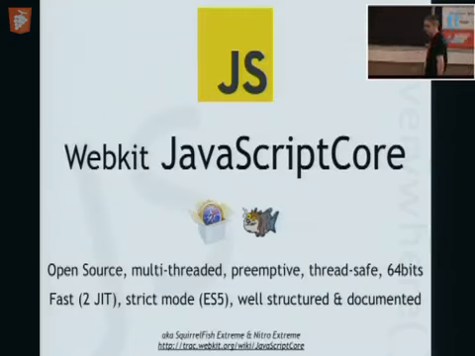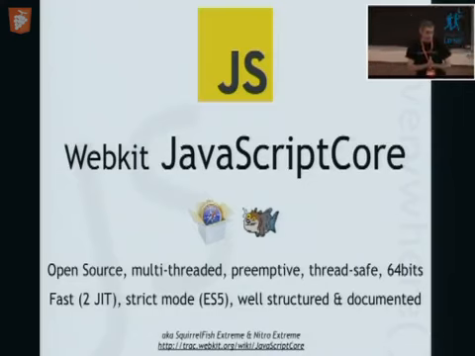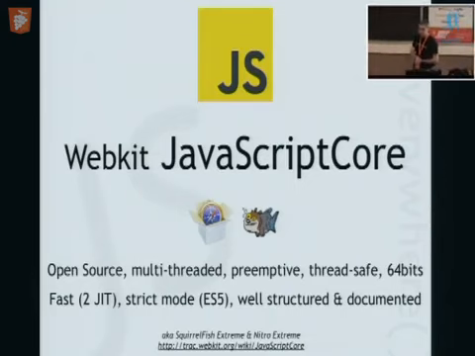The engine we chose was JavaScript Core from WebKit. There is good reason for that. It was the only one which was open source, multi-threaded, thread-safe, preemptive, and all that stuff, 64 bits. And those were really requirements for a database engine, which wants to take the full power of multi-core servers with the full memory of such servers. It's still a very fast one with 2 just-in-time compilers, and strict mode for sensitive applications is very important.